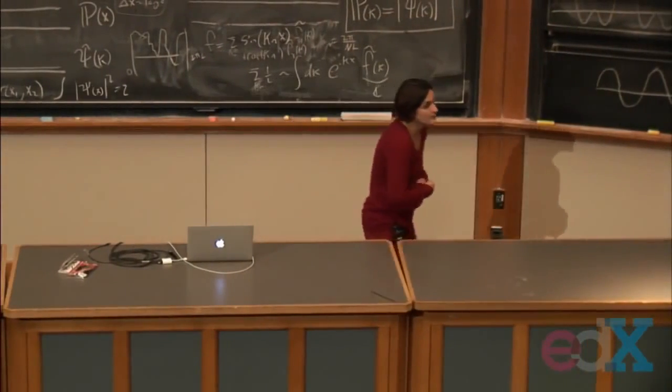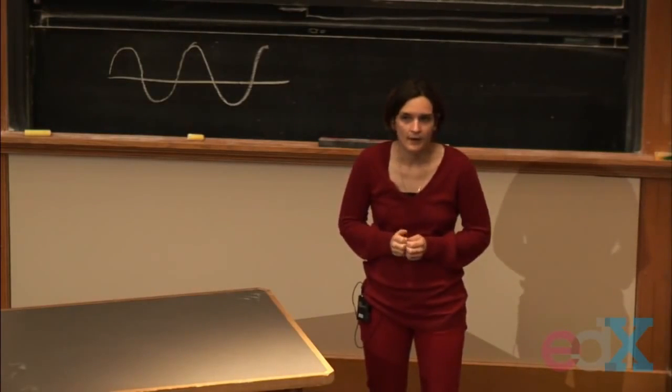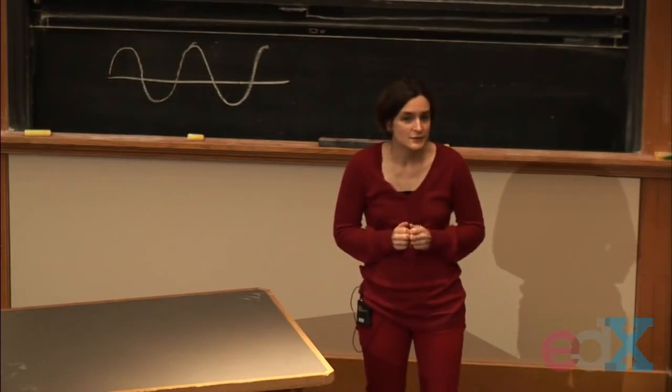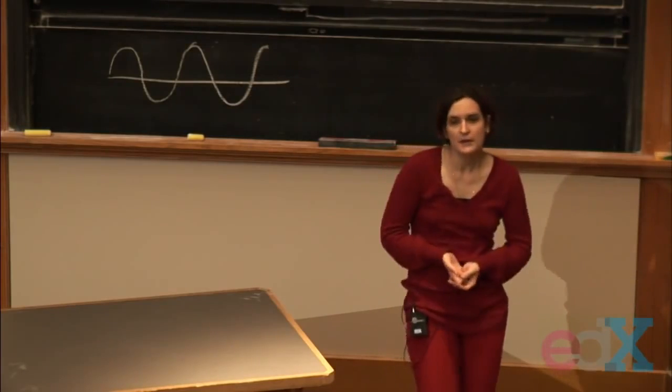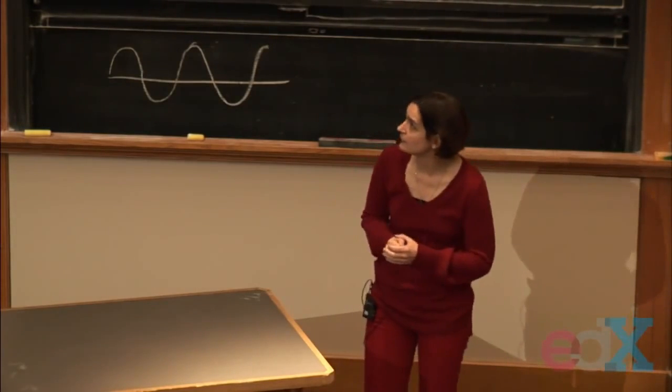So the fact that the private incentive to get your bednet is low would argue for subsidizing the bednet, but only if the private incentives are not large enough that people are already buying the bednet. So suppose, for example, that people hated being sick, which presumably they do, then they would get the bednet anyway. You would not need to subsidize it. There would not be an effect of the price because the demand would be very high at any price. So the fact that there is an externality justifies subsidizing to the extent that the private incentives are too small for people to want to get them themselves.